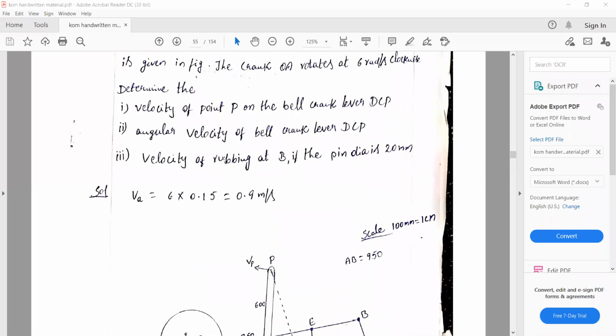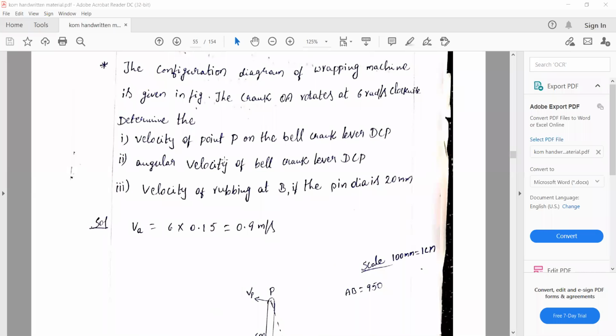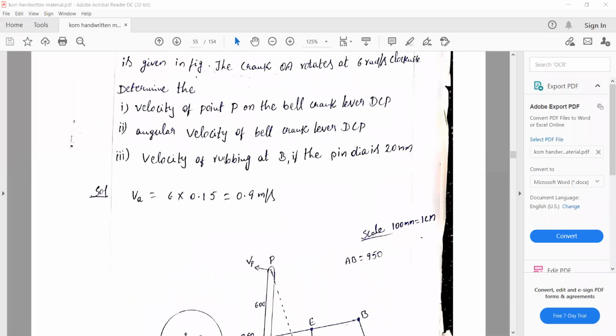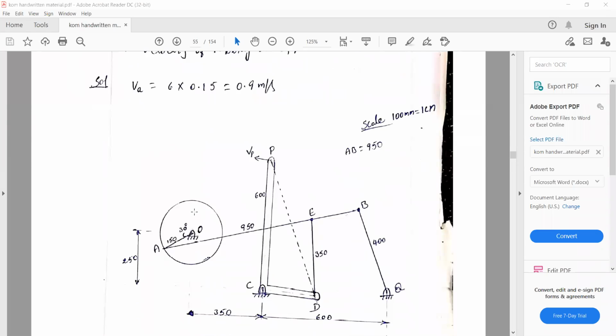From the problem description, just write what is given. That is the crank's angular velocity, 6 radian per second. When we know the angular velocity, we can simply find the velocity. That is V equals omega into R. All of you observe that.